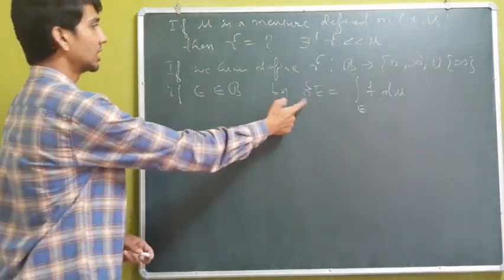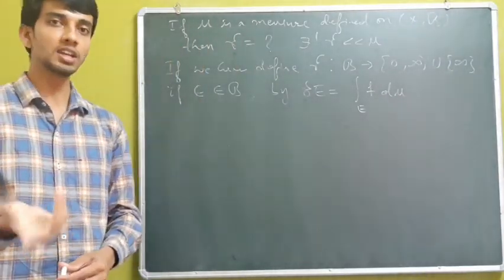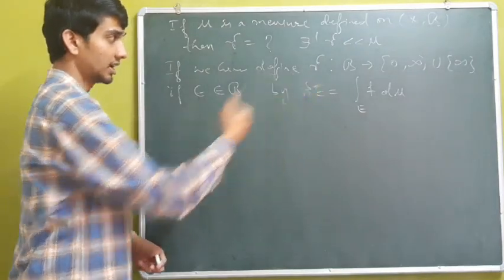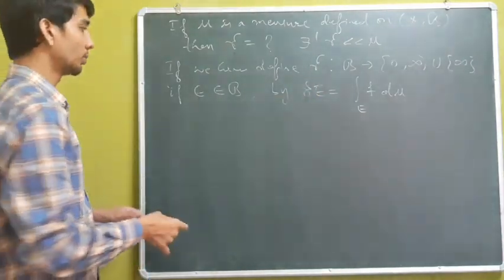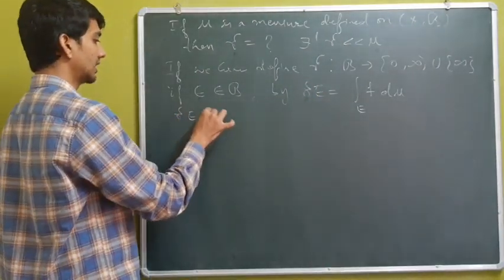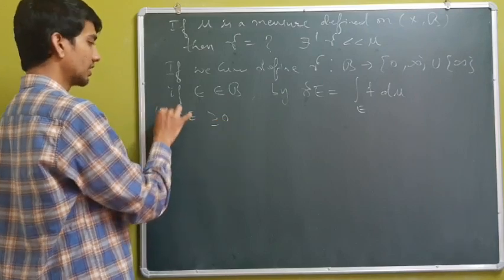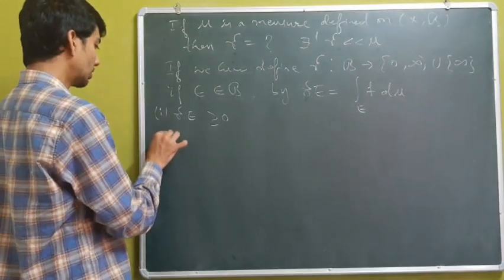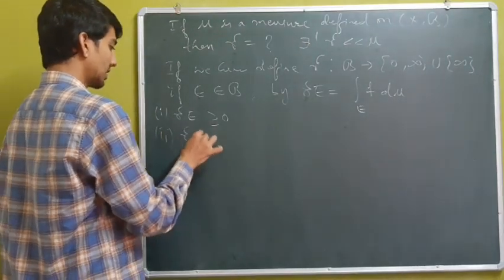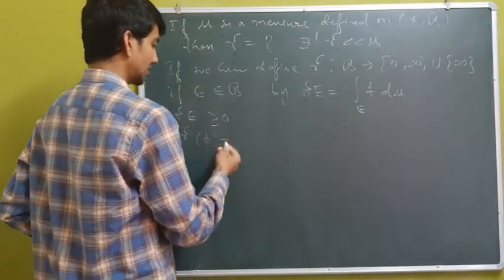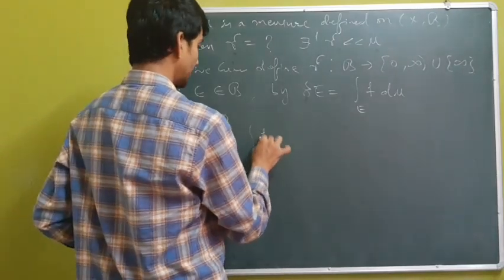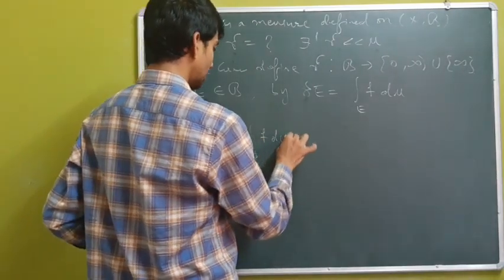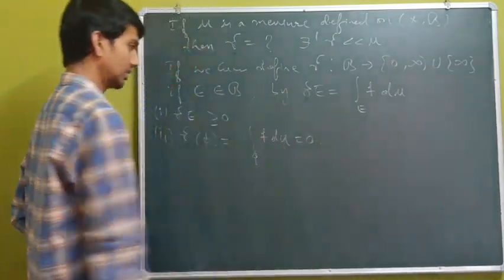Before showing gamma is absolutely continuous with respect to mu, we need to show that gamma is a well-defined measure. In order to prove that, clearly gamma of E is non-negative, first of all. And also, gamma of the empty set is nothing but the integral of f over the empty set with respect to mu, which is clearly 0.